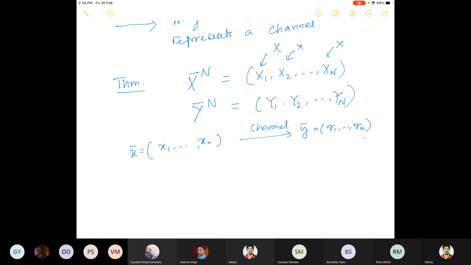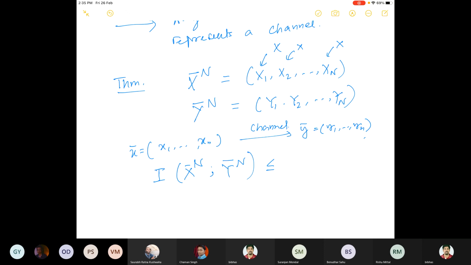So why are we interested in this theorem? The statement of the theorem says I means the average mutual information between x bar n and y bar n, and this is what we're trying to achieve. So we are trying to achieve some upper bound for this. These are the random variables, x bar n and y bar n. This is always less than or equal to, because we are talking about a discrete memoryless channel.